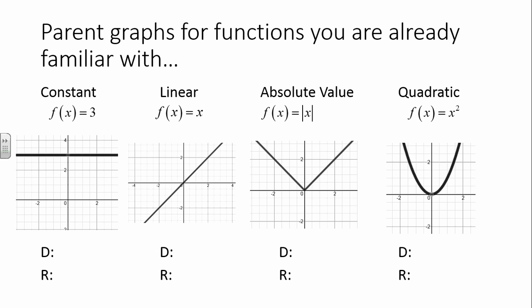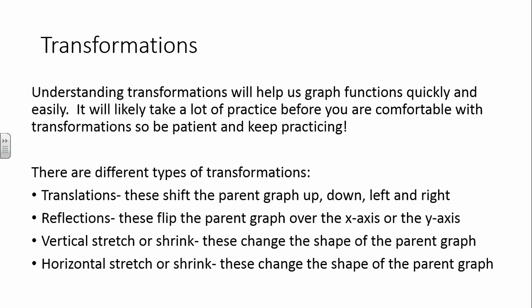For absolute value, since it goes right and left in both directions forever, the domain is all real numbers. But your range is only the values that are positive or 0. So you'd say y is greater than or equal to 0 for the range. Quadratic function, domain, again, all real numbers, and the range, again, is y greater than or equal to 0. So these are our parent graphs and their domains and ranges that you should have memorized. If I say, what does it look like, you should be able to draw these, no problem. Once you have those down, then we can start practicing the transformations.